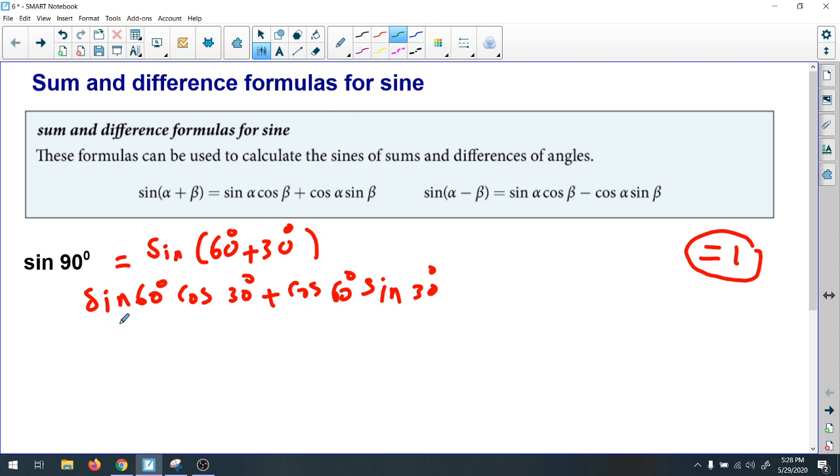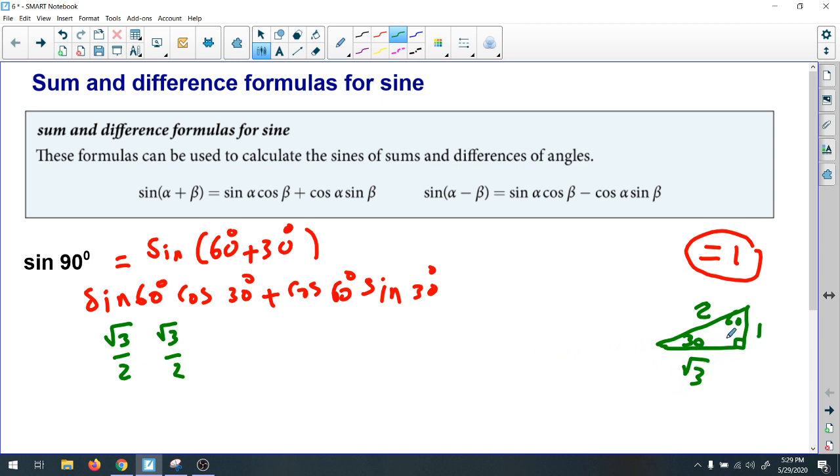And we know that sine of 60 is square root of 3 over 2. Cosine of 30 is the same, square root of 3 over 2. If you don't remember, just bring a right triangle with 30 and 60 degrees. The opposite to 30 is 1. The hypotenuse is 2. Remember that, 1 and 2. Then the opposite to 60 is square root of 3. 2 squared is 4 minus 1 is 3, square root of 3.